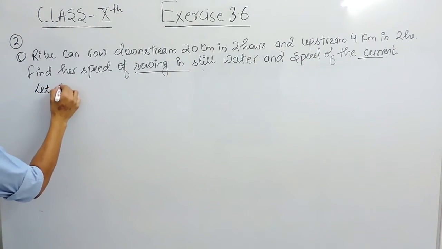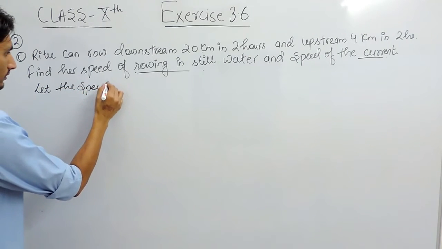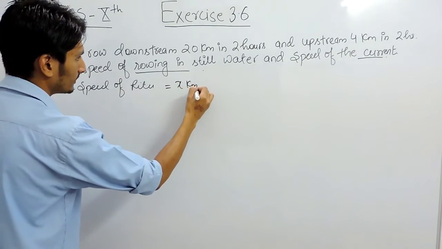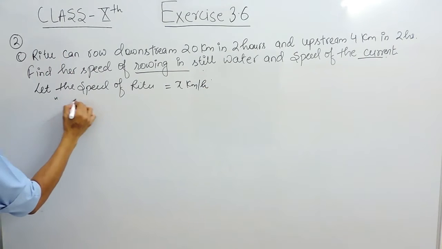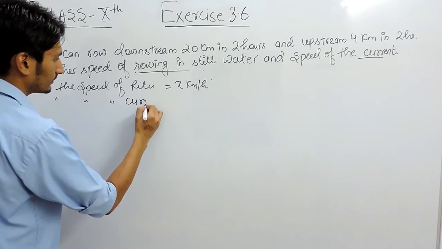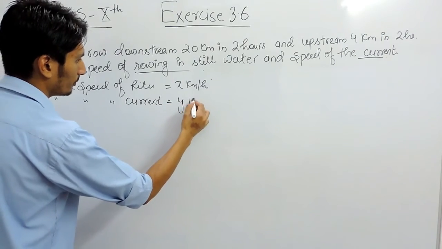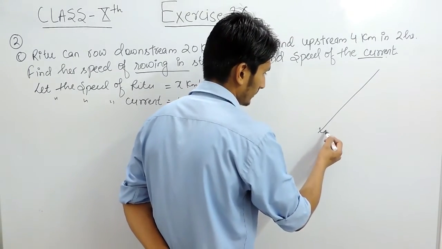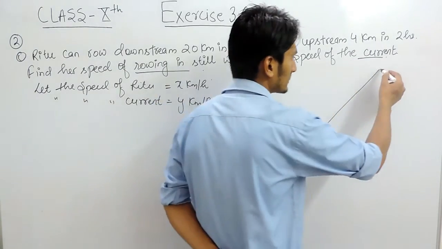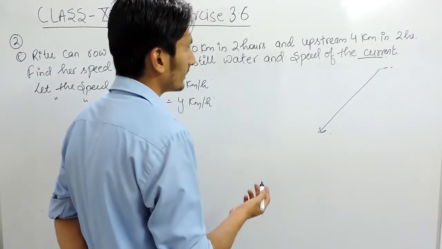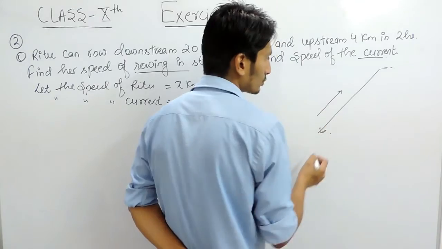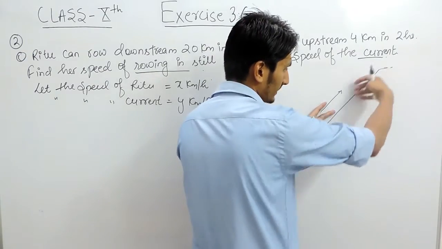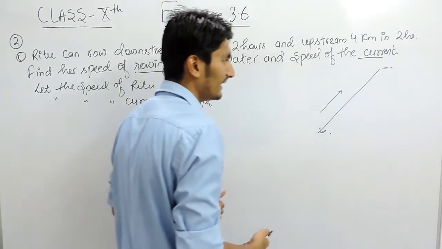So let the speed of Ritu in still water be equal to x km per hour and the speed of the current be equal to y km per hour. We know that if, let's say, this is a stream coming from the hills, and we are traveling upstream, obviously our speed should be less because we are going upstream and water is coming down.